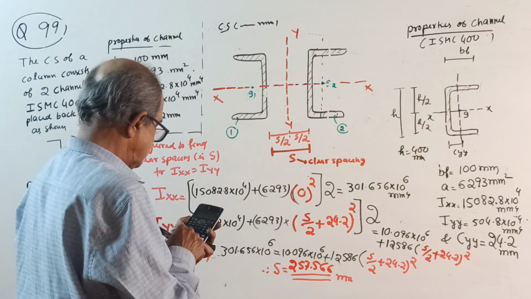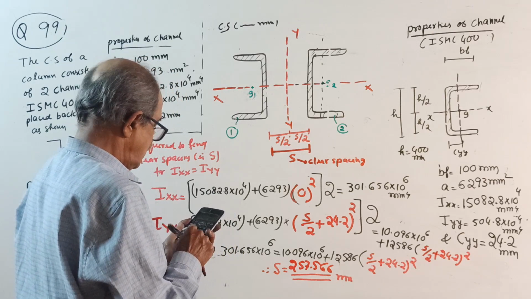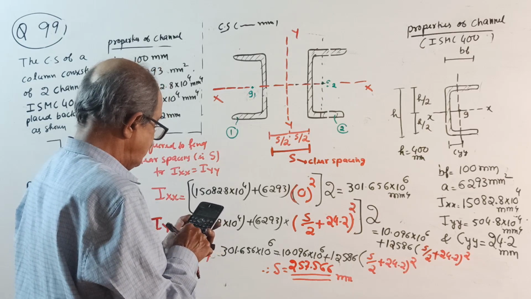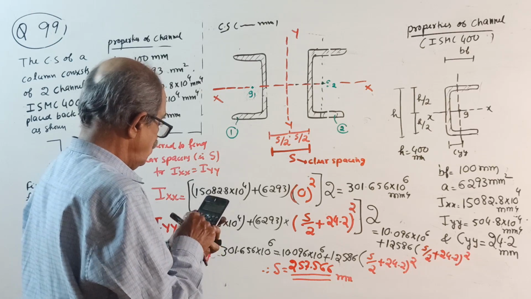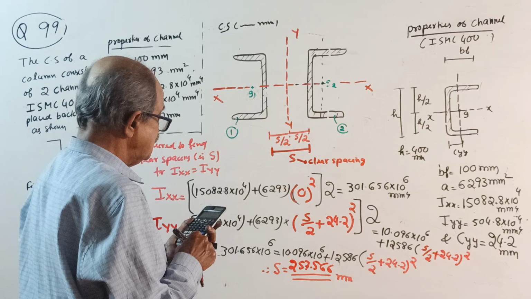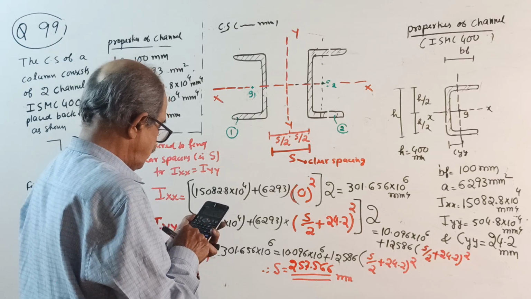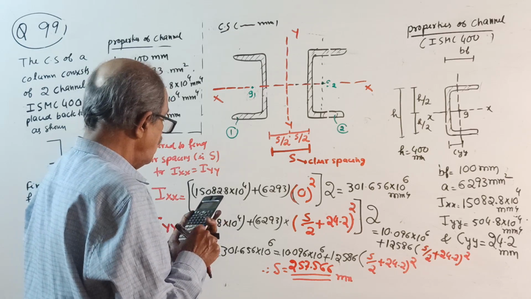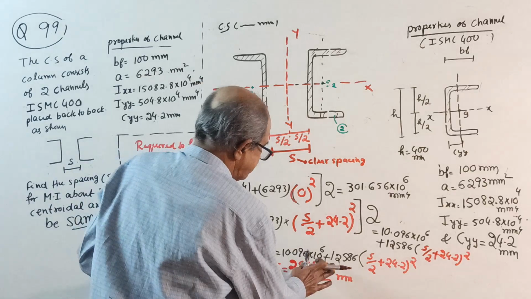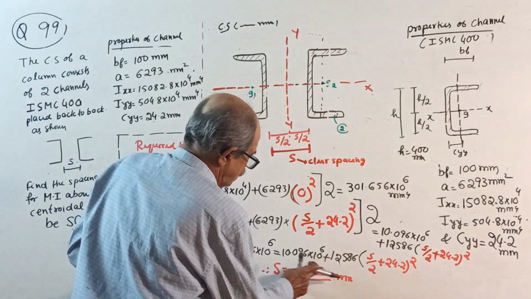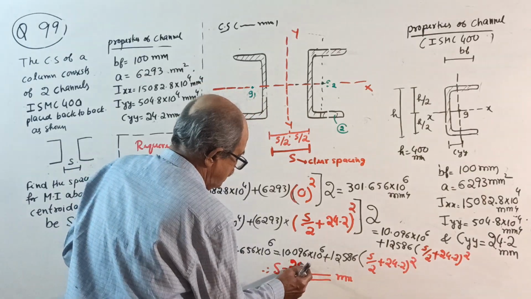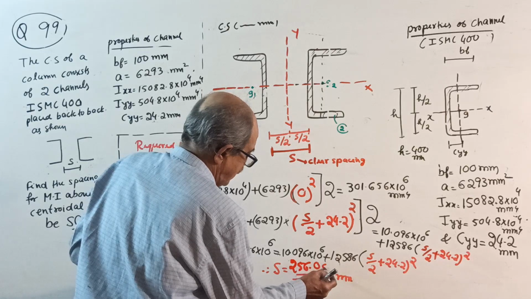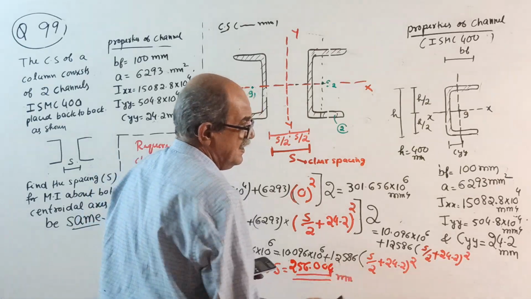301.656 minus 10.096 10 to the power 6 divided by 12586 equal to, root answer equal to so much, minus 24.2 into 2. 256 is coming. Okay, suppose it is wrong, why worry? You correct it. 256.004 millimeter. Suppose some mistake is there, correct it.